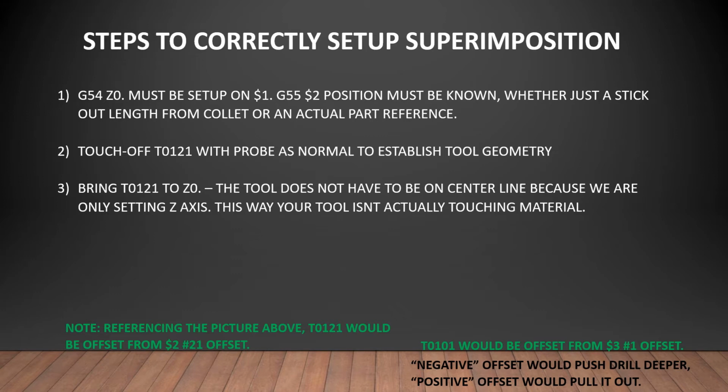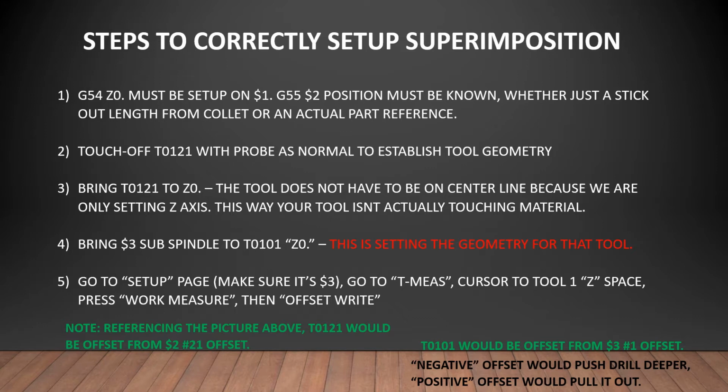Number 3, bring that tool to Z0, the program Z0, right? And the tool does not have to necessarily be on center line. It's a drill, because we are only setting the Z-axis. This way, the tool doesn't actually have to be touching the material. Number 4, bring the subspindle, channel 3, to the T0101 Z0. This is setting the geometry for that tool.